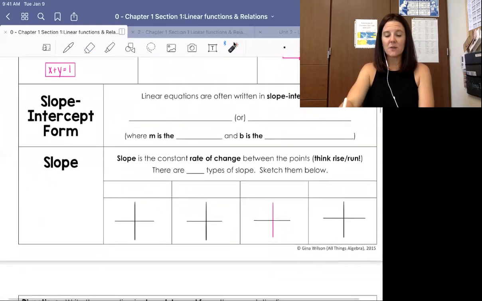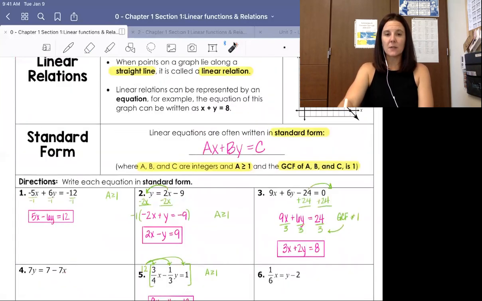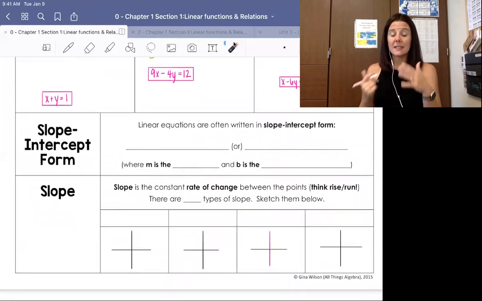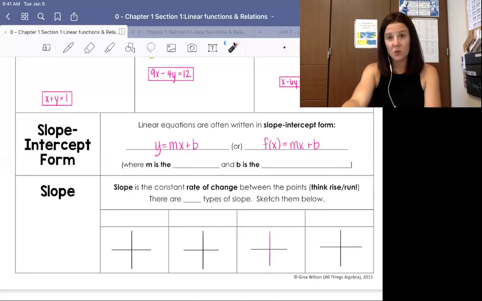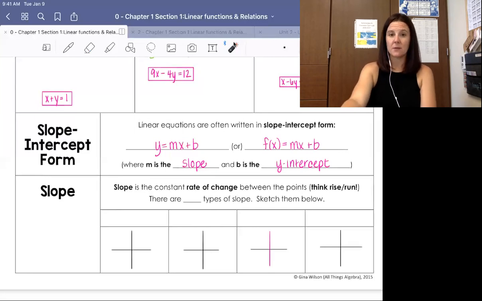The next section, this should be very familiar. We're going to look at slope-intercept form. Up here, we talked about standard form. Standard form is ax plus by equals c. Slope-intercept form is when we write an equation in a different format, one that's probably very familiar to you: y equals mx plus b. It could also be f of x equals mx plus b if we're using function notation. So those are the same. M, of course, is our slope, and b is our y-intercept, okay?